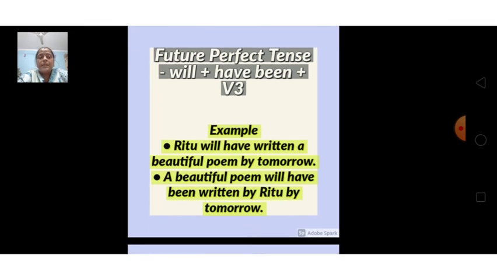Future perfect tense. In future perfect tense, the structure of the sentence is will plus have been plus third form. With singular or plural, everywhere we will use have. Alright. For example, Ritu will have written a beautiful poem by tomorrow. We all know now in future perfect tense there will be a time also. So the answer will be a beautiful poem will have been written by Ritu by tomorrow. Alright. We are using by first with Ritu because Ritu is the doer. It is done by Ritu, and second by is for tomorrow.